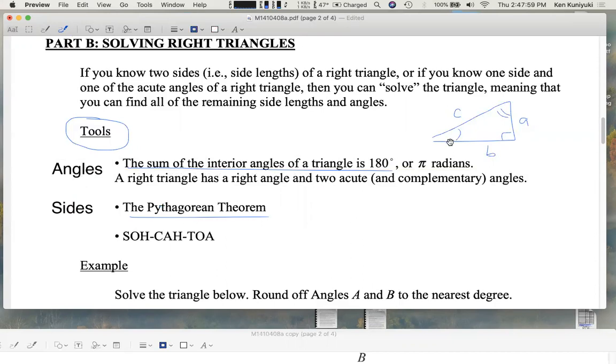And what will relate side lengths and angle measures, sides and angles? SOHCAHTOA. For example, sine of theta is opposite over hypotenuse, and so forth. That relates angles and sides. So this 180-degree sum rule for angles, the Pythagorean theorem for the side lengths, and SOHCAHTOA, which relates angles and side lengths, these are 3 key categories of tools that we're going to use.